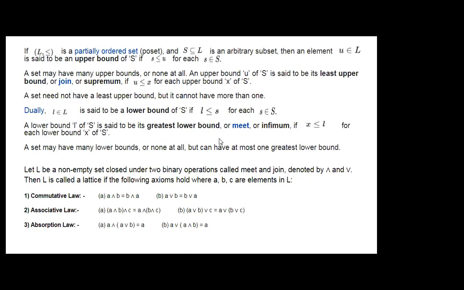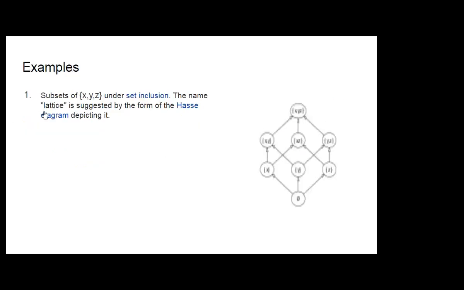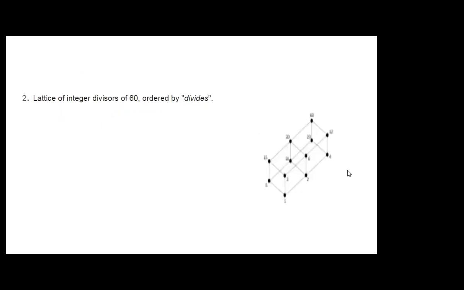The example given for that is the set inclusion on the power set of the set XYZ, shown with this diagram. The diagram is known as a Hasse diagram, and it is the best example of a lattice. Then this is the lattice of integer divisors of 60. These are the numbers which divide 60.